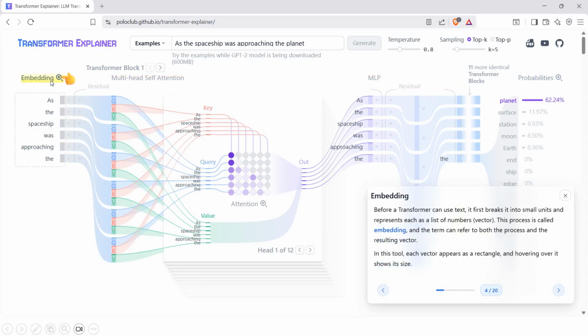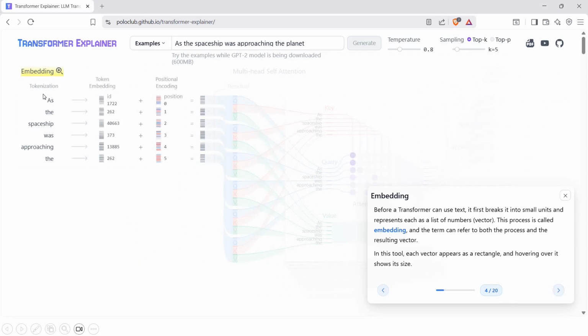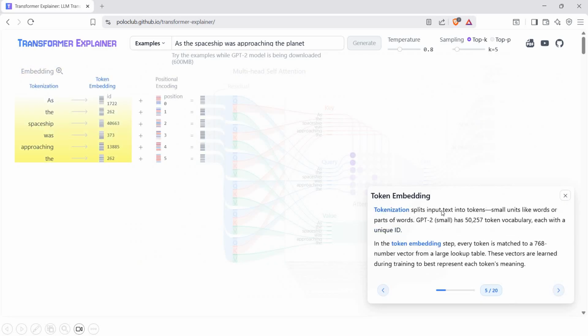Now let's click on the embedding. What does embedding do? It basically does the tokenization part. If you click on tokenization, it splits input text into tokens, small units like words or parts of words. GPT-2 has a 50,000 token vocabulary, each with a unique ID. Now in the token embedding step, every token is matched to a 768 number vector from a large lookup table. Now these vectors are learned during training to best represent each token's meaning. Okay.